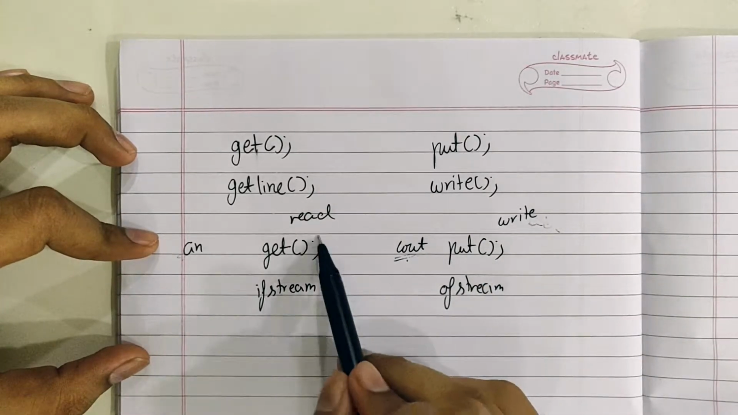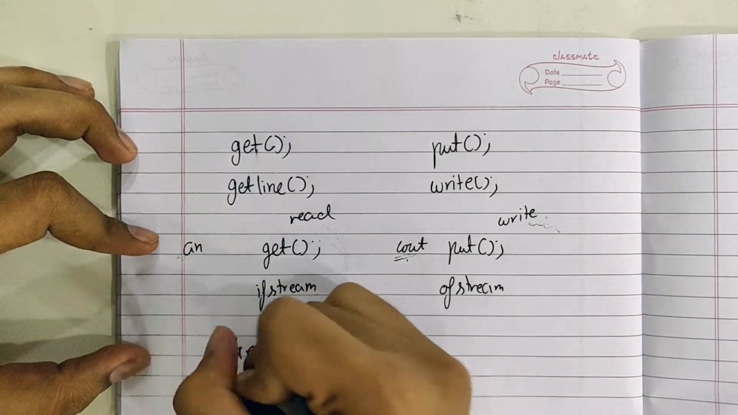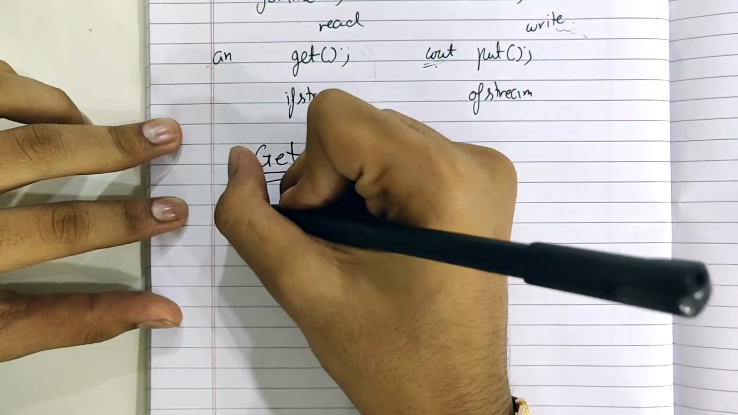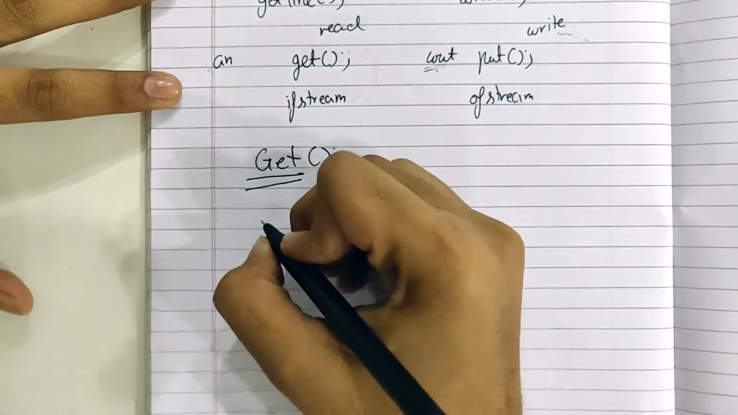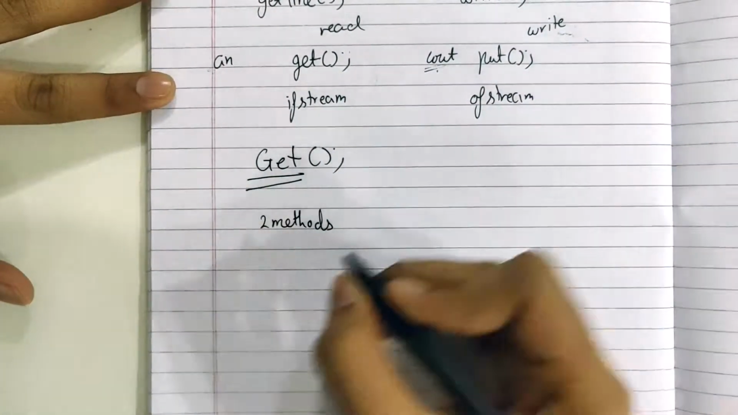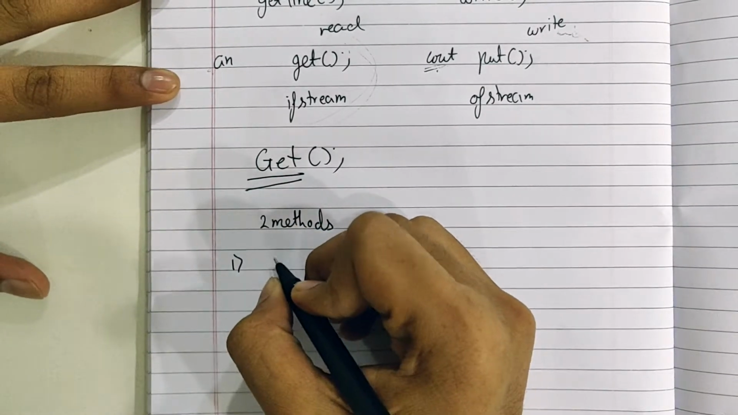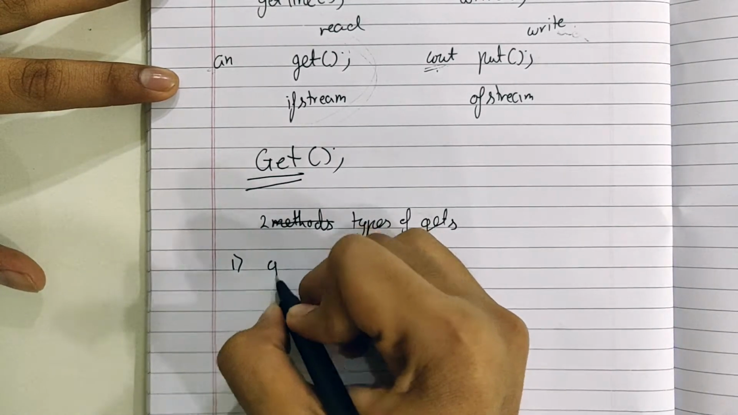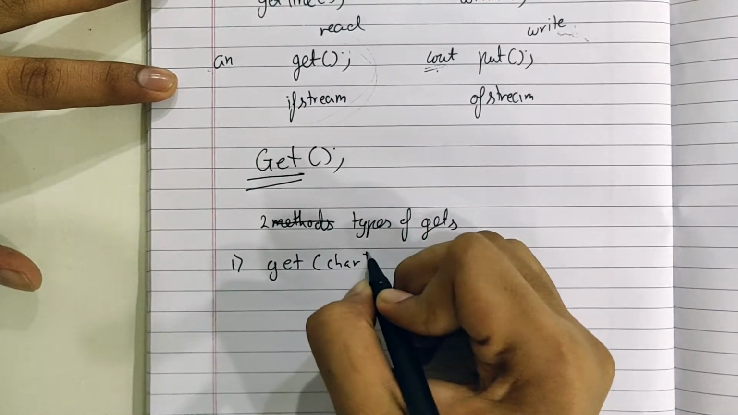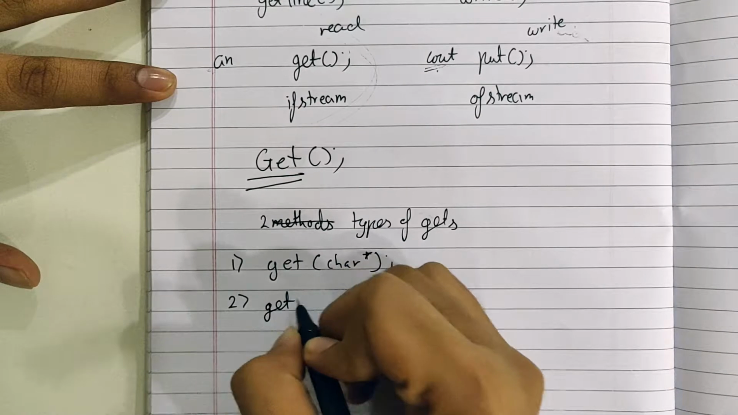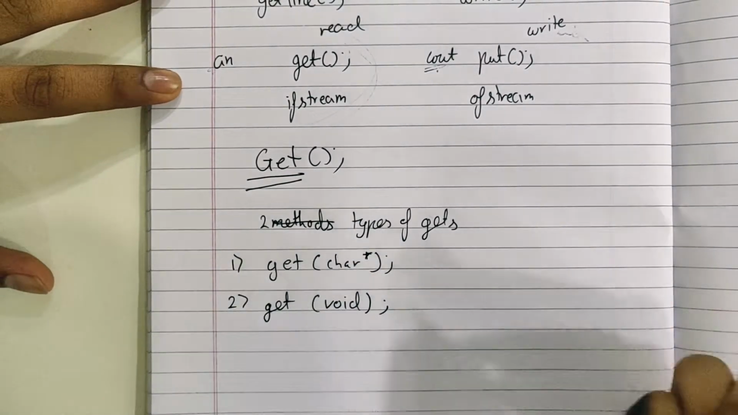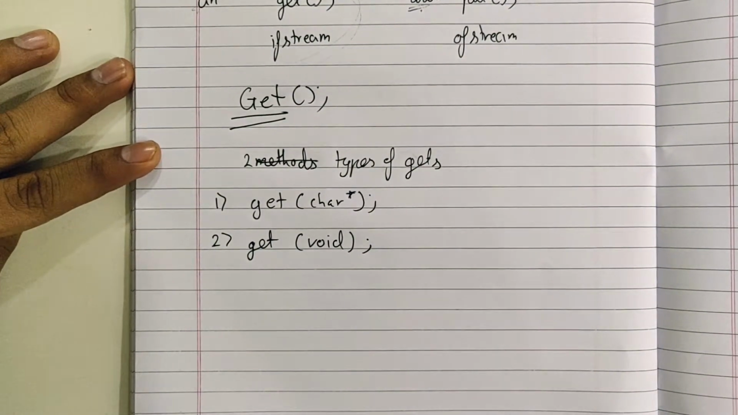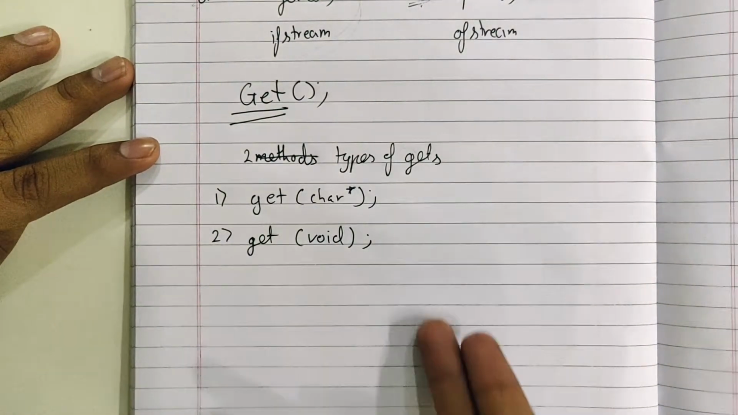Okay, so speaking of get first, we'll be talking about get right now. Get can be used in two ways. There are two types of gets. One is get character, and the second is get void. Get void is like taking in no data, it is null, right? And get character is taking a character as input. So these are the two types of gets.